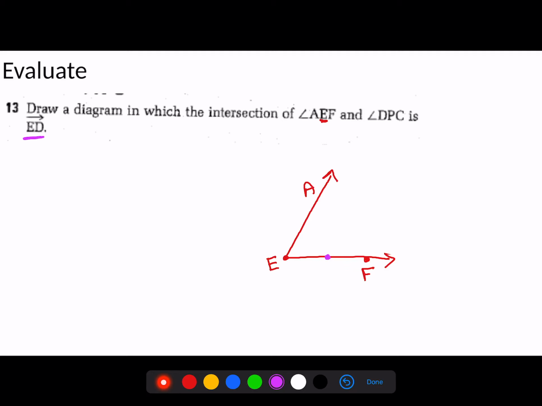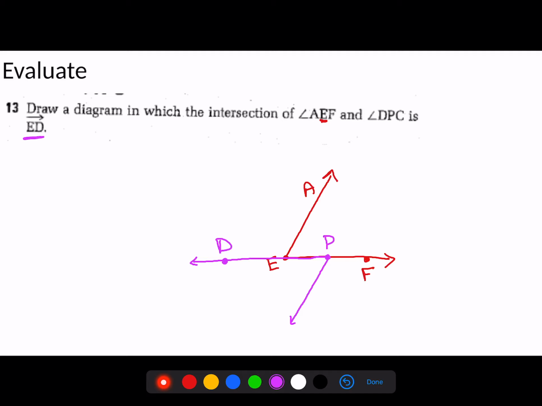So I know that our next one is angle DPC. So if that's the case, P is our endpoint. So I'm going to put P in between E and F. Now, when they intersect, we're going to create ray ED. So D must be over here, because when these two angles intersect, they're going to create a ray for us.